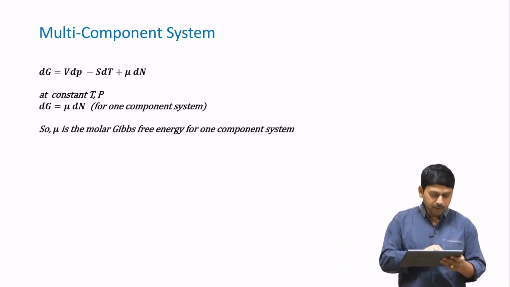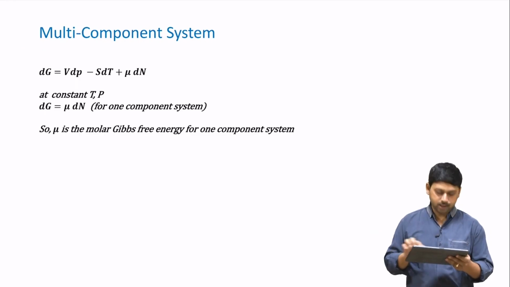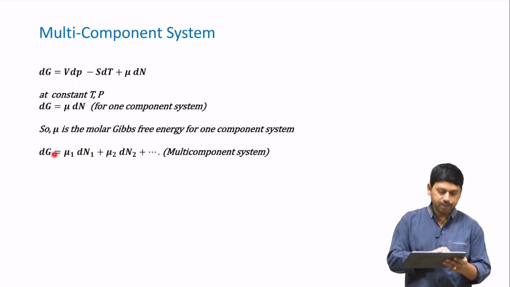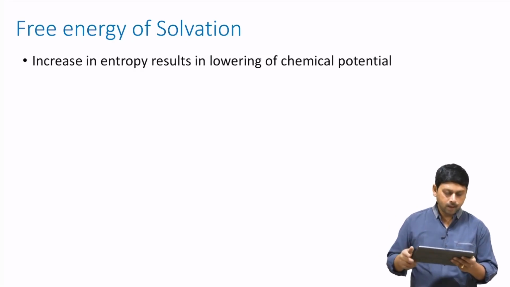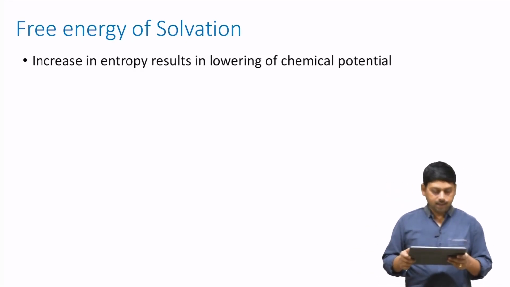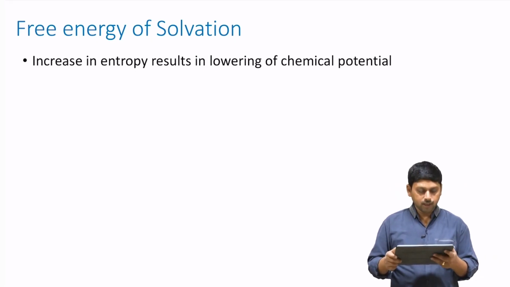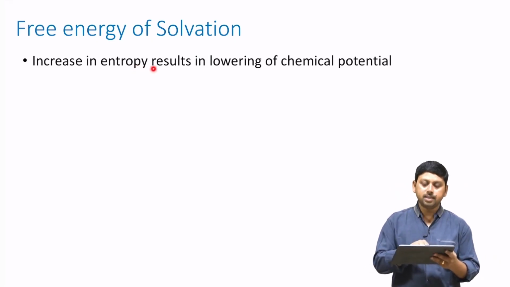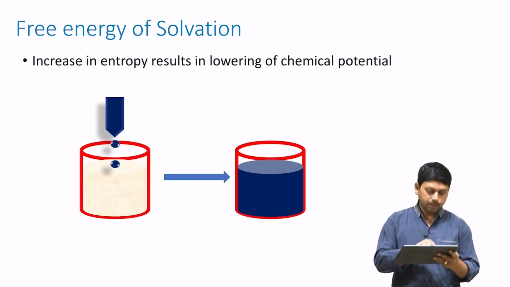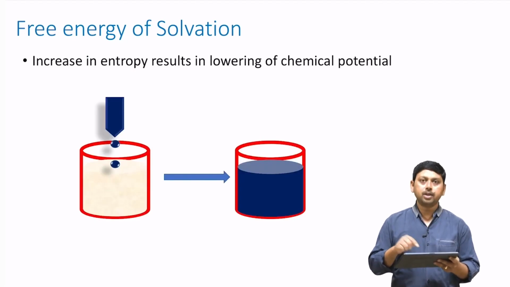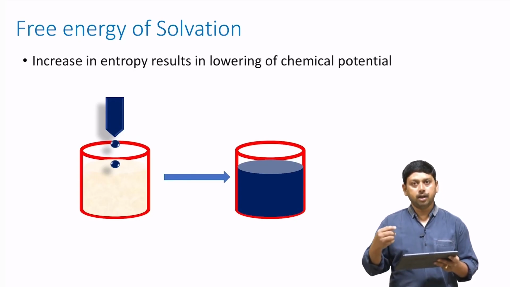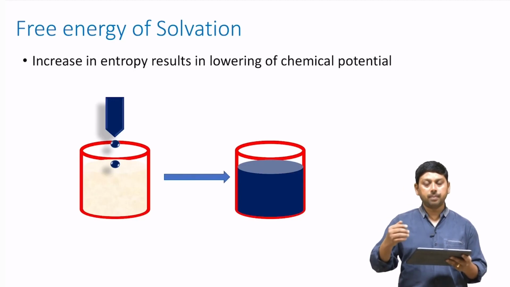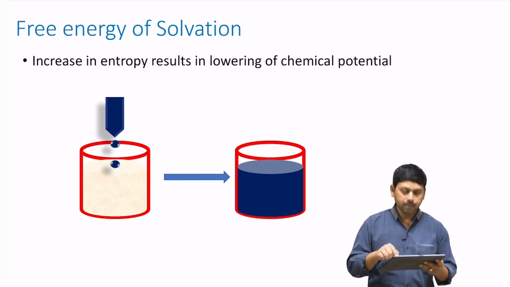So, mu is the molar Gibbs free energy for a one component system, and if I have a multi-component system, then at a constant temperature and pressure I can write dG as mu1 dn1 plus mu2 dn2, and so on. Now let us talk about this for understanding solvation. An increase in entropy results in lowering of chemical potential. For example, when you drop ink here, when the ink gets dissolved, the chemical potential actually reduces, and that reduction in chemical potential helps the solution to become stabilized.